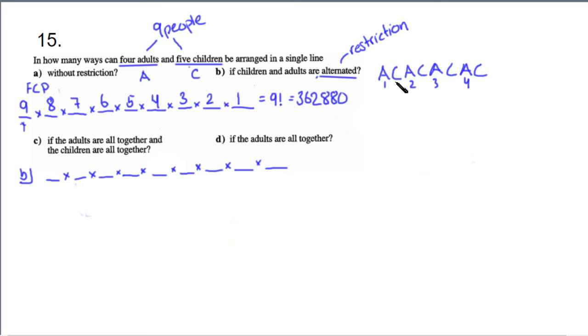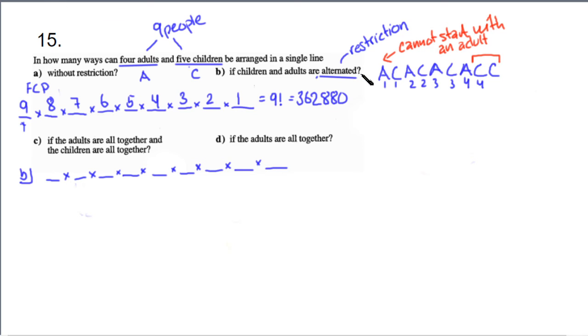Okay. For the children, we have 1, 2, 3, 4, but we have 5 children, so that last person will be a child. So this is going to be a problem, right? Because for these last 2 positions, we are no longer alternating. So the scenario where we're starting with an adult, we cannot use that. So we cannot start with an adult. We will have to start with a child.